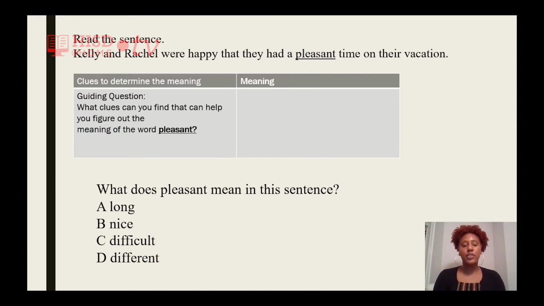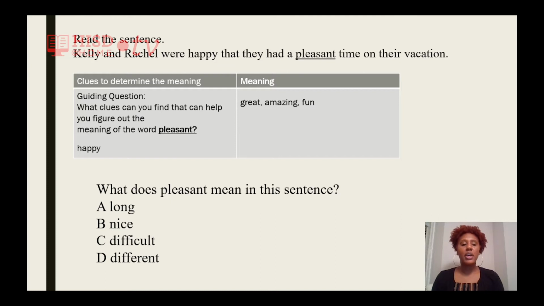I'm going to model this using the following sentence. Kelly and Rachel were happy that they had a pleasant time on their vacation. So when I'm trying to determine the meaning of an unfamiliar or multiple meaning word, I want to ask myself, what clues can I find that are going to help me figure out the meaning of the word pleasant? So I'm going to look for clues in the text. Some clues from the text that I'm going to pull out is the word happy. From there, I'm determining that the meaning of pleasant is great, amazing, fun, because it says that they were happy and they had a pleasant time on their vacation. So that must mean that they had a great, amazing, or fun time on their vacation.